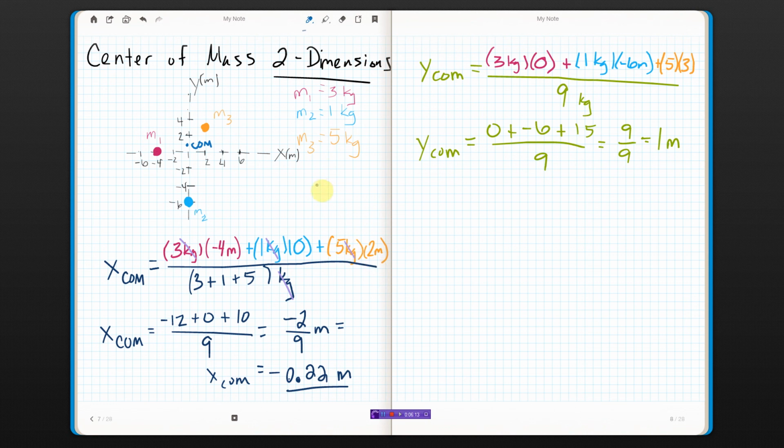Okie dokie. Now, if I want to do 3 dimensions, and I don't have the information to do this, sorry, I would just do the same thing, but for the z-coordinates of the center of mass. I know on your homework, you do have to do that at some point.